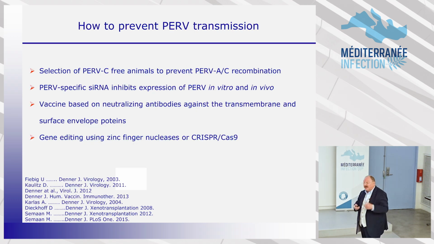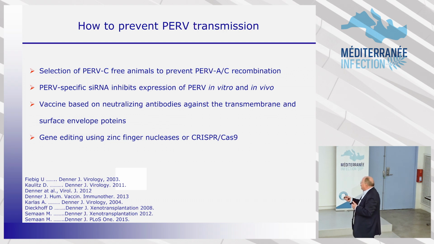How to prevent such PERV transmission? My laboratory was working a long time on this. First, you have to select PERV-C-free pigs in order to avoid this recombination between A and C. Then we studied siRNA, and in vitro and in vivo we had pigs which expressed siRNA, and these pigs had a very low level of expression. And we have vaccines against porcine endogenous retroviruses, which are neutralizing and which can be used.